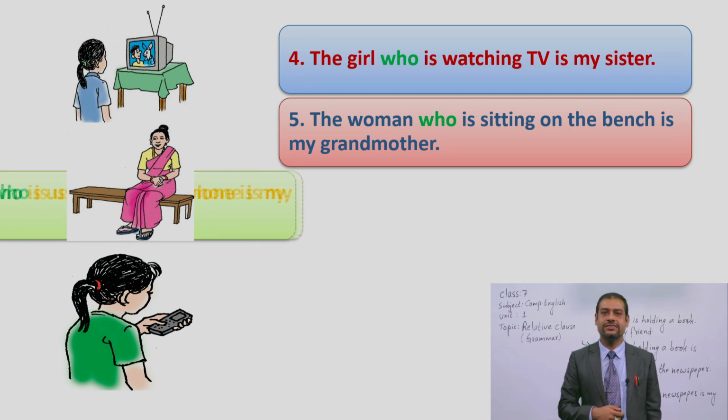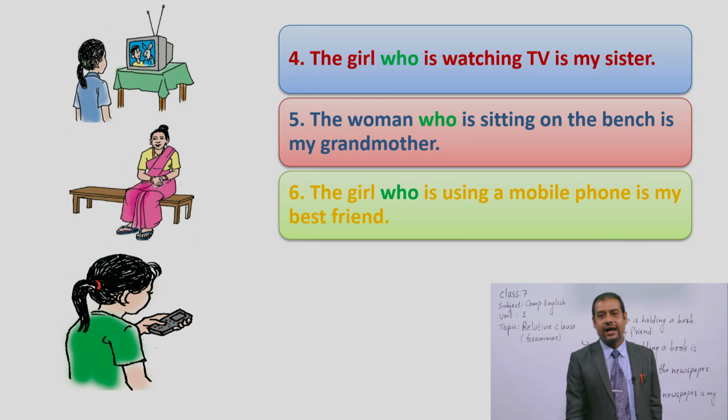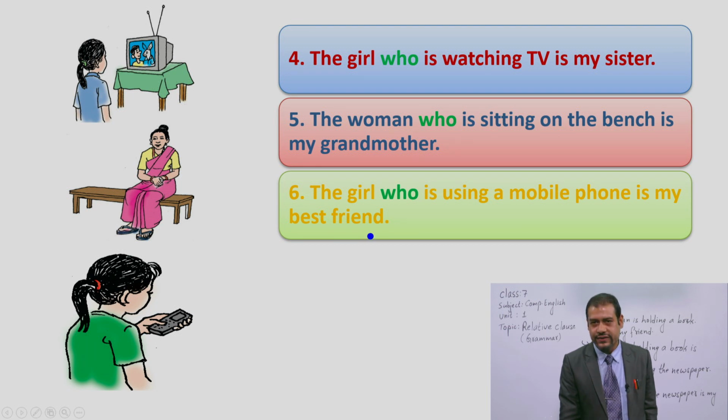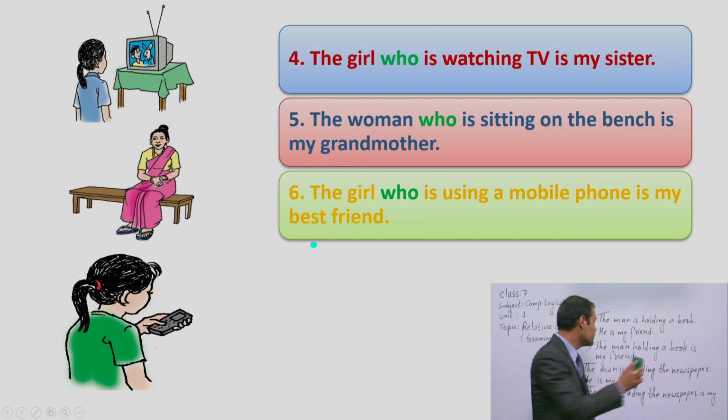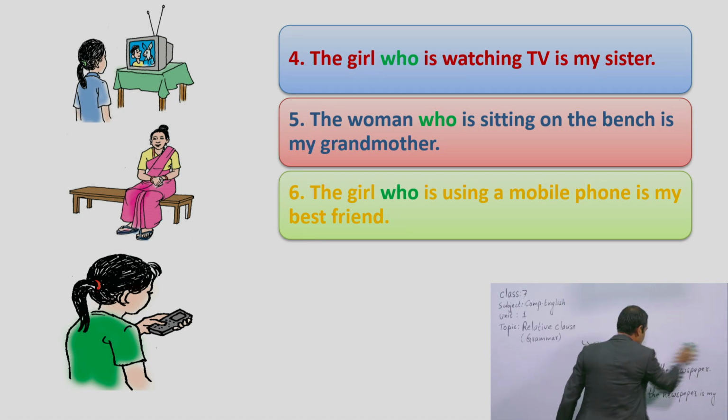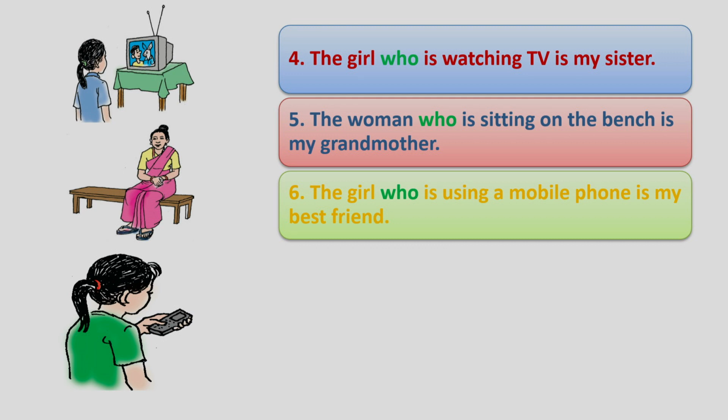Now check your sentence with my sentence. I have written the girl who is using a mobile phone is my best friend. See, so you can write down without who also. Your sentence can be the girl using a mobile phone is my best friend. Okay, but if you write who, then it becomes the girl who is using a mobile phone is my best friend. Dear students, if I ask you to divide this one sentence into two sentences, then how do you divide? Please make two sentences from that one.